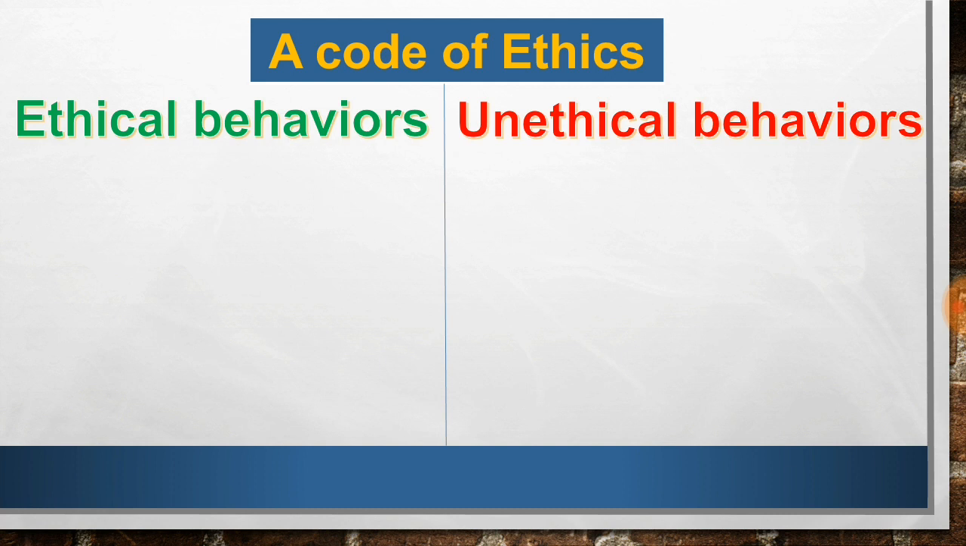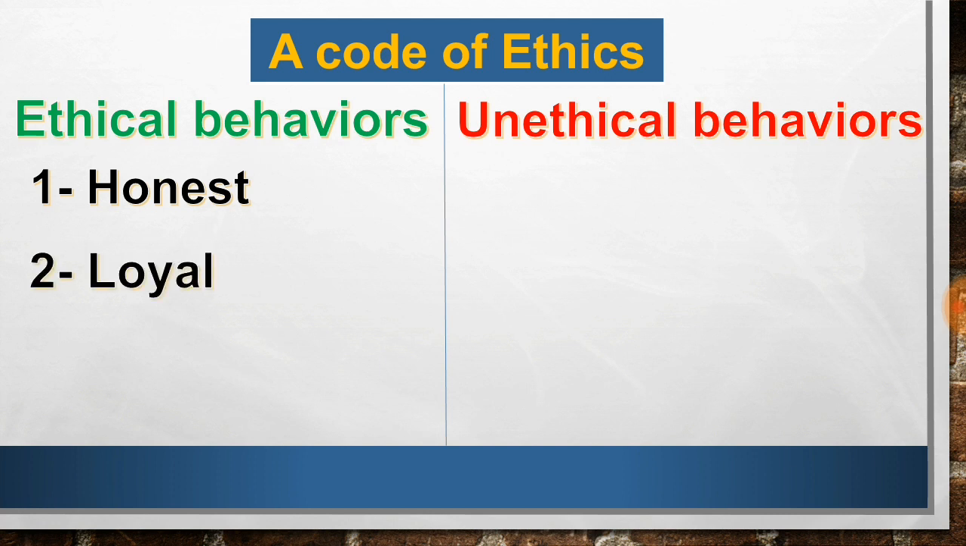Let's start with ethical behaviors. For example, honesty: employees should be honest. Honesty is an ethical behavior which is required from managers, employees, and officials in their businesses, firms, and companies. Another ethical behavior is loyalty. Loyalty is also an ethical behavior which is required from employees and managers.